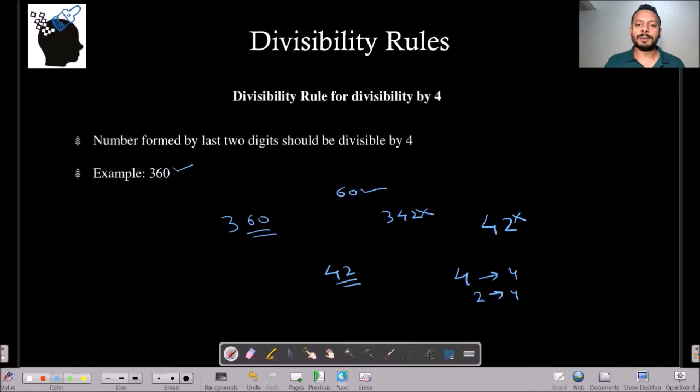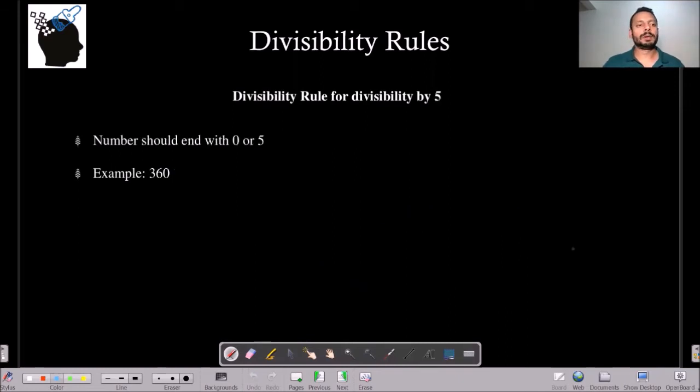So let's look at the divisibility rule for 5 now. A number will be divisible by 5 if it ends with a 0 or 5. Pretty straightforward, right? Let's take 360 as an example. We know that 360 ends with a 0. That means it is divisible by 5.